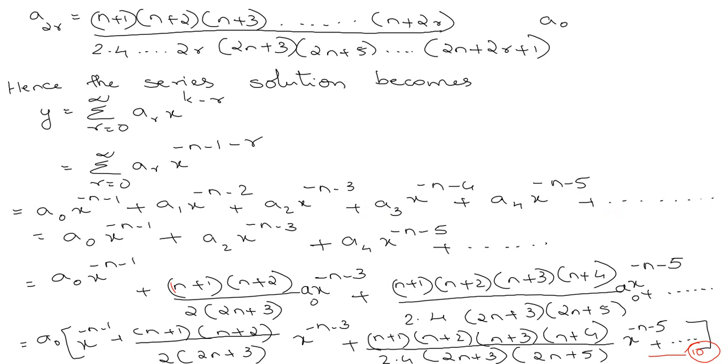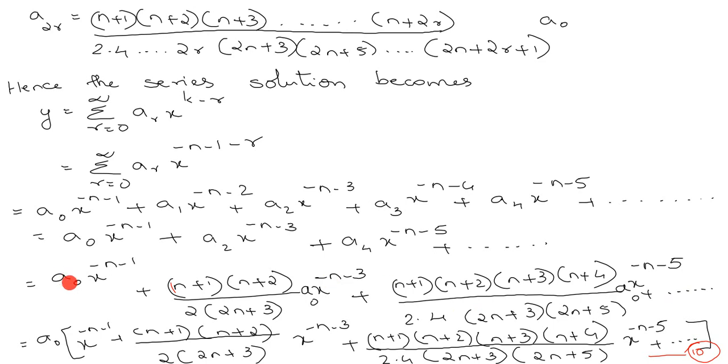Now you know that a1, a3, a5 etc. are 0. So removing that, we can write the series solution as a0 into x raised to minus n minus 1 plus a2 into x raised to minus n minus 3 plus a4 x raised to minus n minus 5 etc. Now first term is written as it is. In the second term, you have to substitute for a2 in terms of a0. In the third term, you have to substitute for a4 in terms of a0. Substituting all those, you will be getting an equation like this.